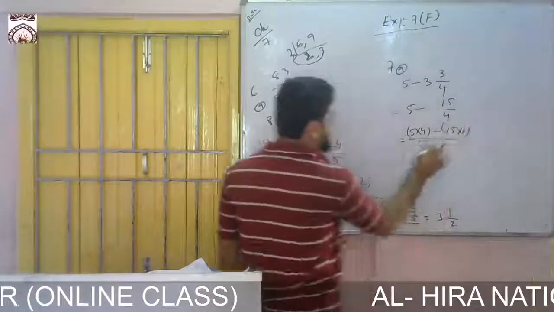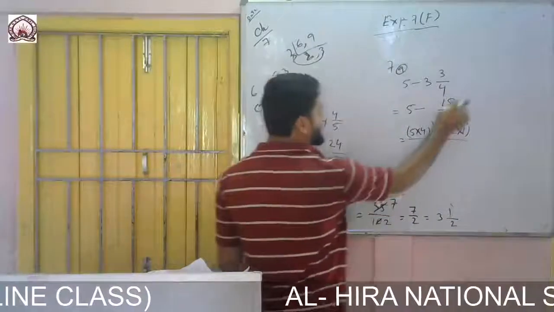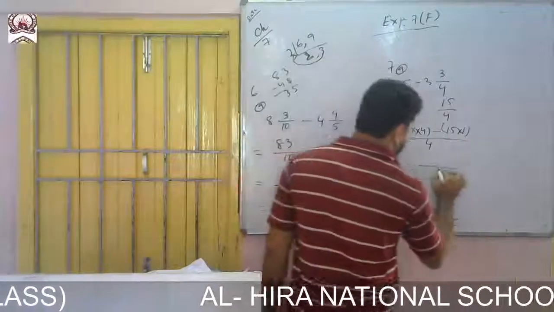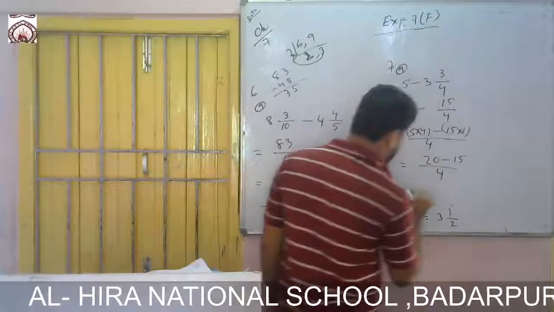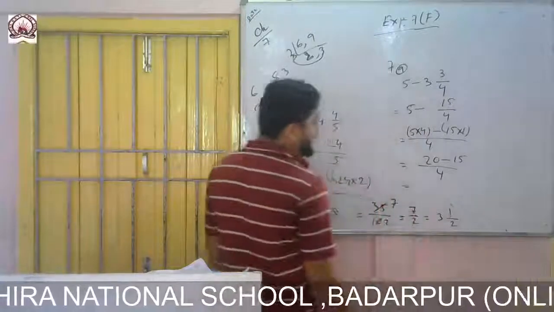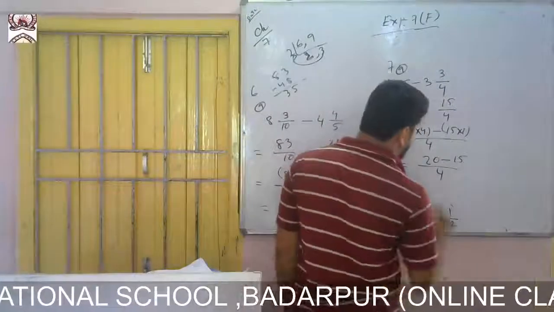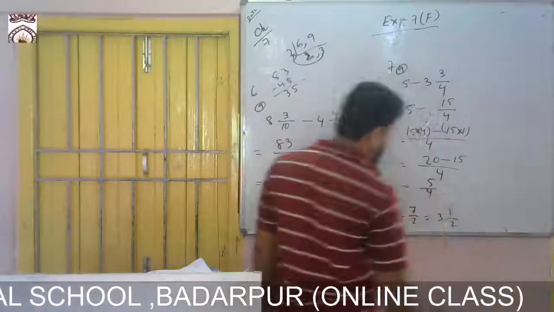How 1? If you divide 4 by 4, then 1 comes. 1 into 15 is 15. Now here 4, so 5 times 4 is 20, and 15 times 1 is 15. 20 minus 15 is 5. The answer is 5 by 4.